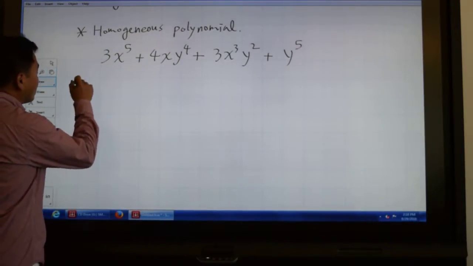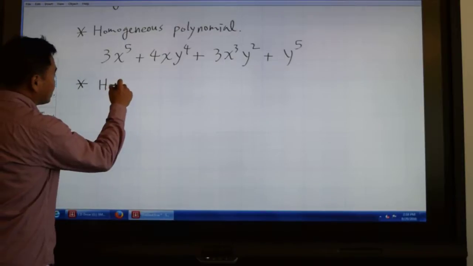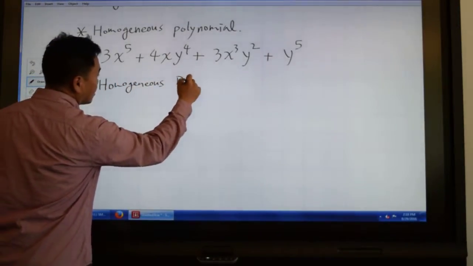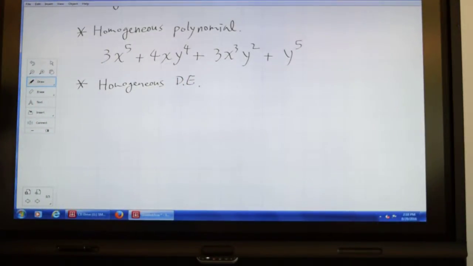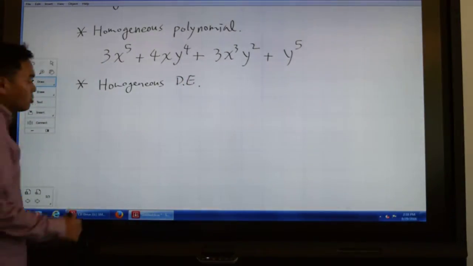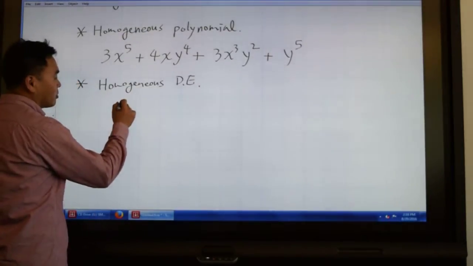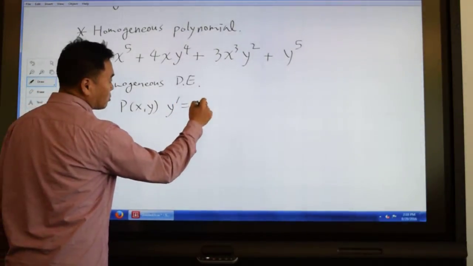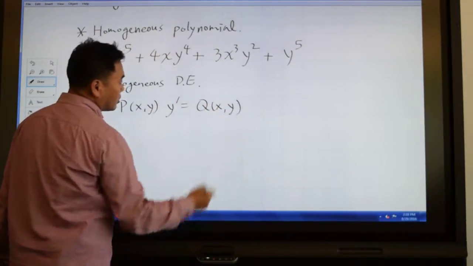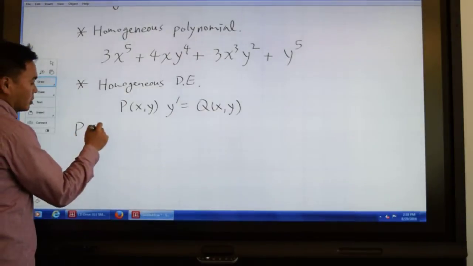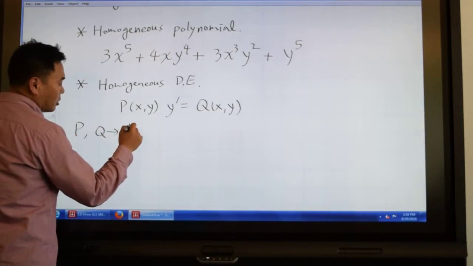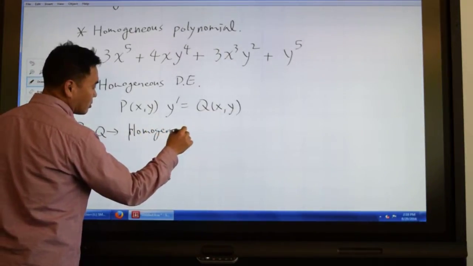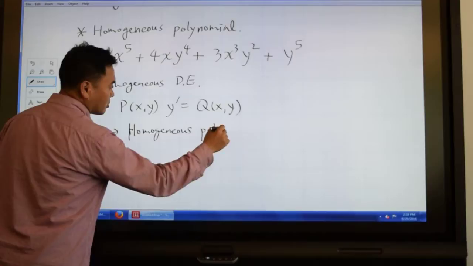Now, what is a homogeneous differential equation? Well, a homogeneous differential equation is a differential equation that has the form P(x,y) y prime equals Q(x,y), where P and Q are both homogeneous polynomials.